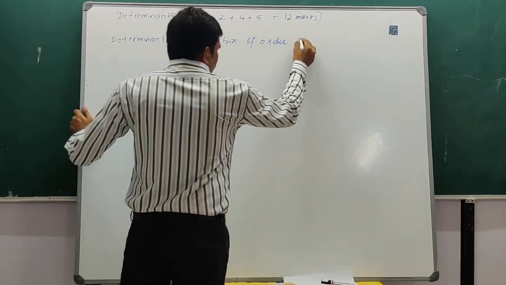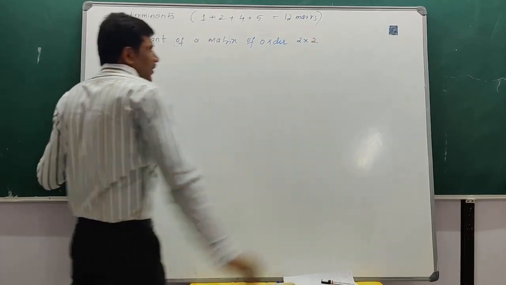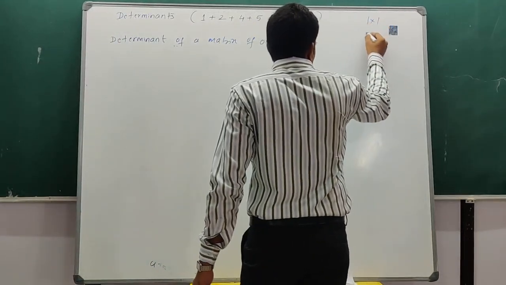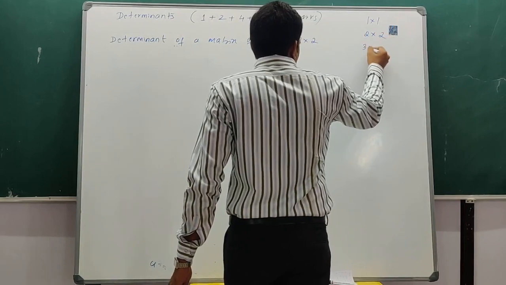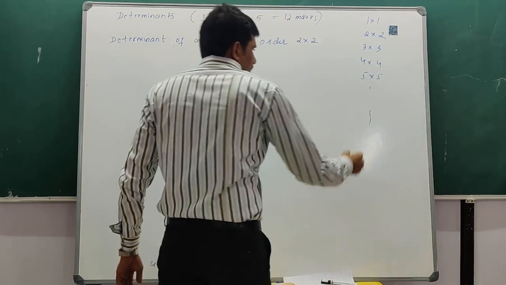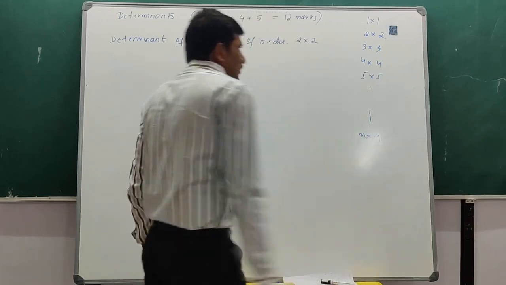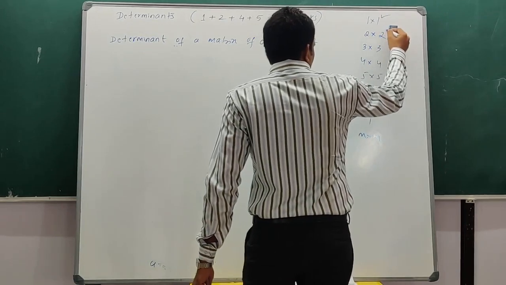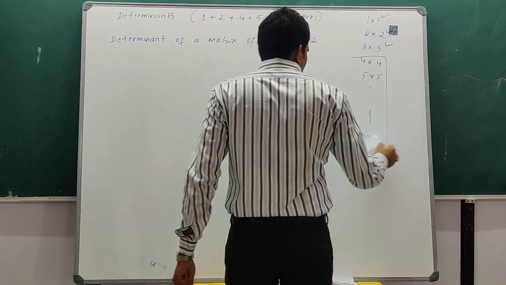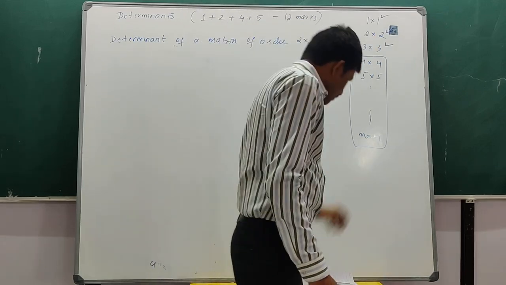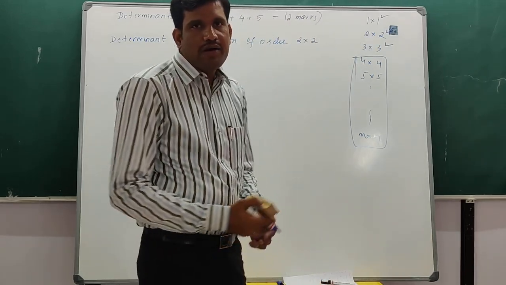Next, the determinant of a matrix of order 2 cross 2. It is defined only for a square matrix. So what are the possible square matrices? It is 1 cross 1, 2 cross 2, 3 cross 3, 4 cross 4, 5 cross 5 and so on. In general it is M cross M. For your syllabus we have only 1 cross 1, 2 cross 2 and 3 cross 3. The rest are not in your syllabus.